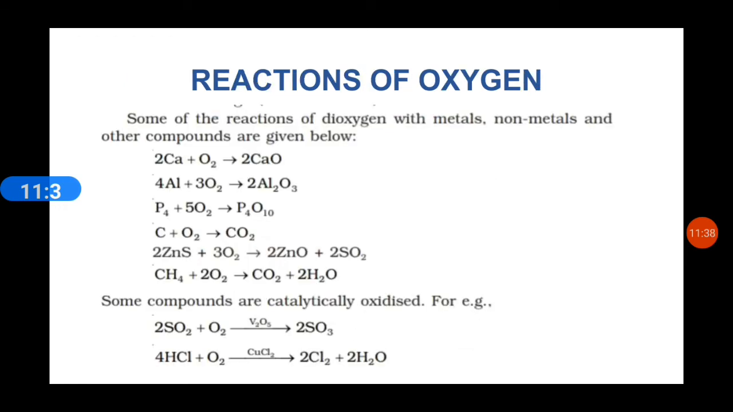Reactions of oxygen. Some of the reactions of oxygen with metals and non-metals are shown here. Oxides are formed in both cases, though metallic oxides are basic in nature, whereas non-metallic oxides are acidic in nature. There are some neutral and amphoteric oxides also, which will be discussed later. Some compounds are catalytically oxidized, like SO2 to SO3, HCl to Cl2 in presence of a catalyst.